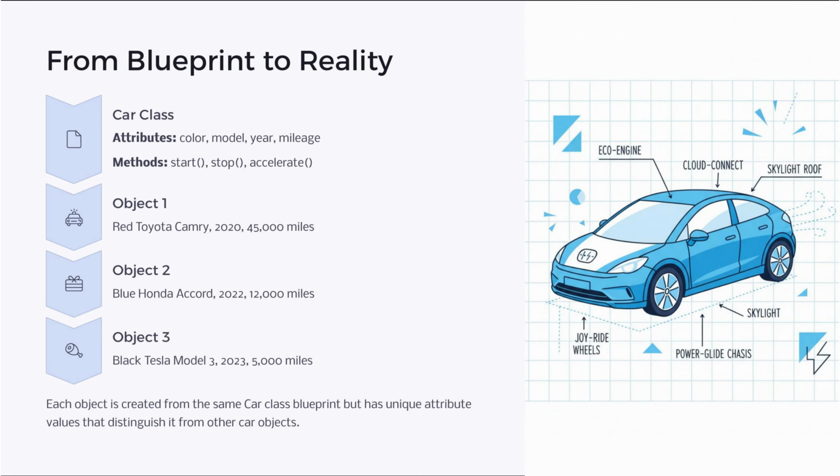Consider the car class with attributes like color, model, year, and mileage, and methods such as start, stop, and accelerate. Each object, like a red Toyota Camry or a blue Honda Accord, is a unique instance with specific attribute values, yet shares the same structure and behavior defined by the car class.